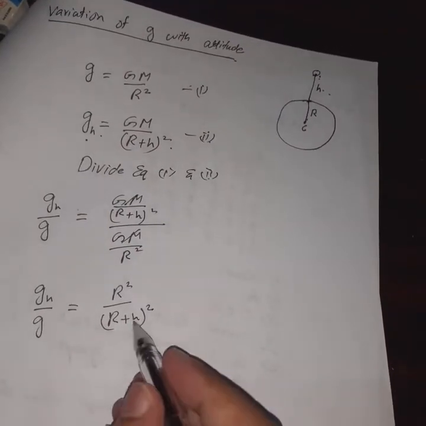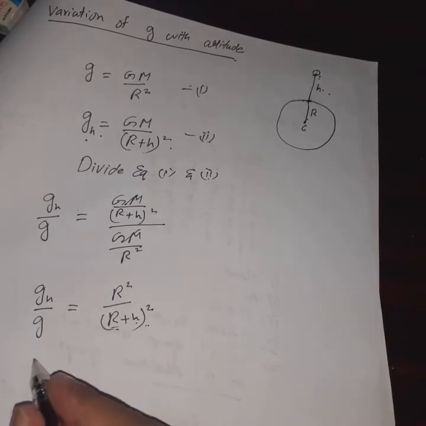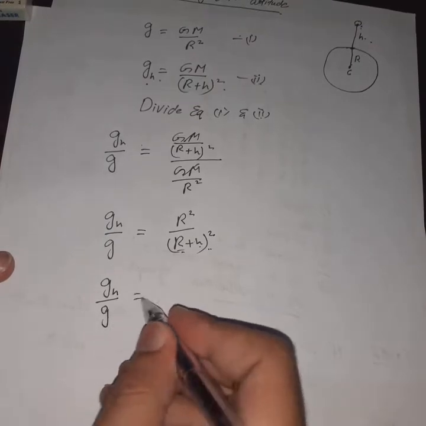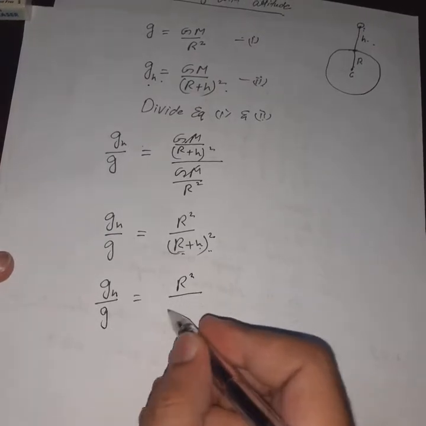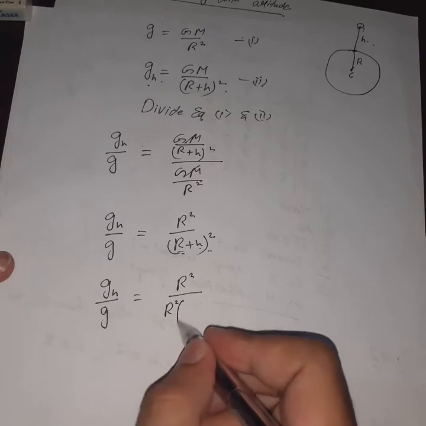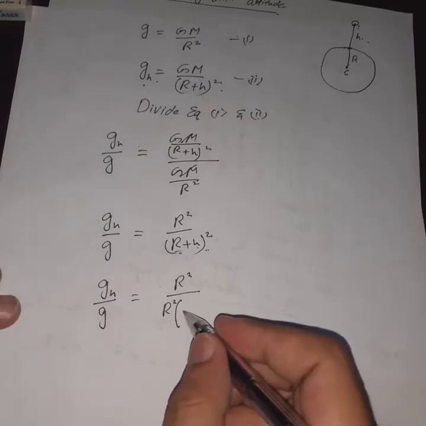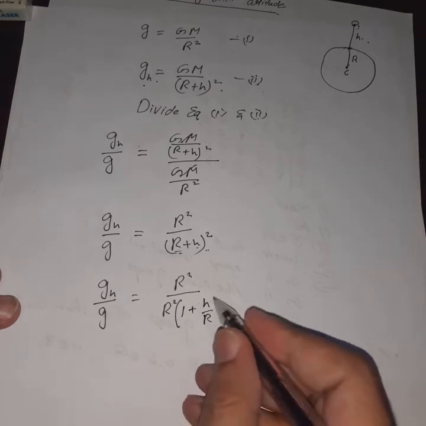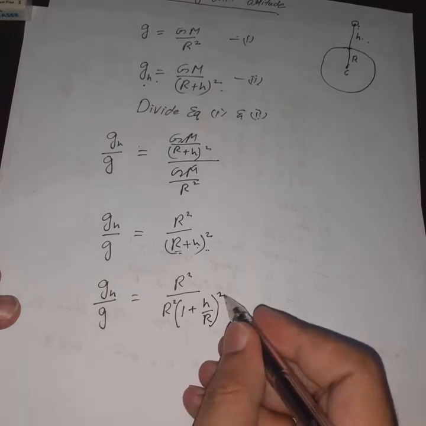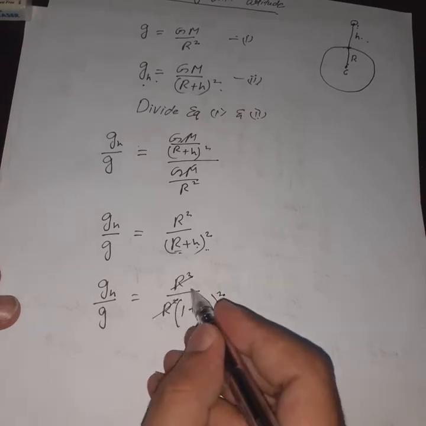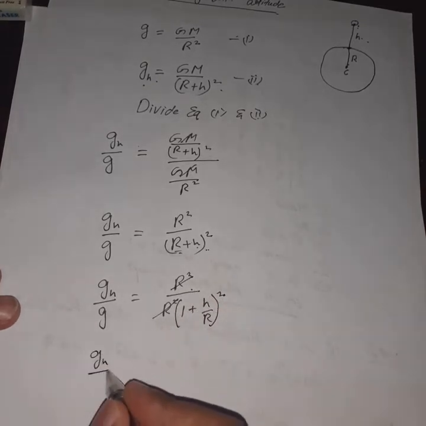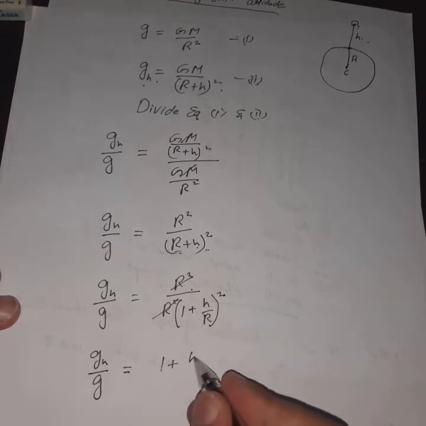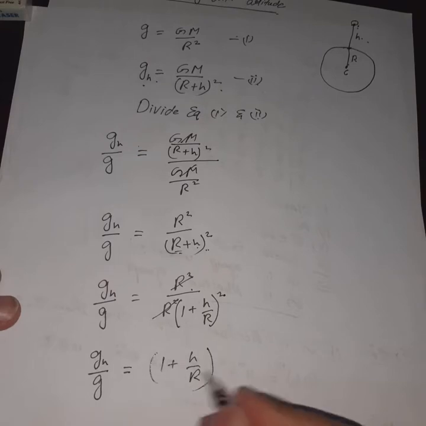If I take R common in the denominator, I get g_h over g equal to R squared over R squared, because R is very much greater than h, times (1 plus h over R) whole square. So R squared will cancel. g_h over g will be equal to (1 plus h over R) to the power minus 2.